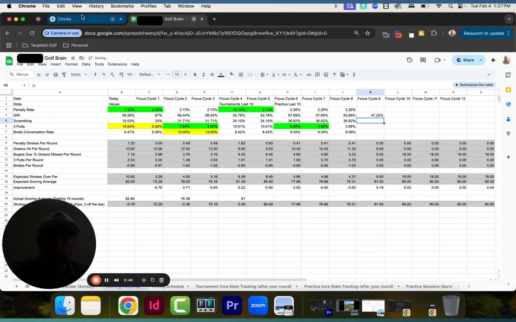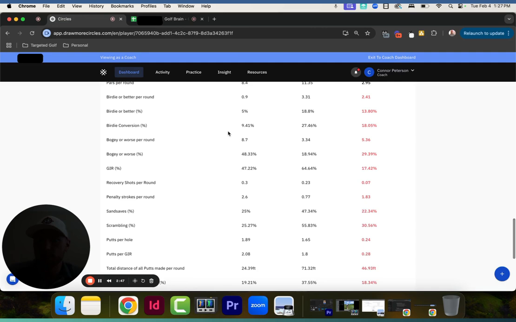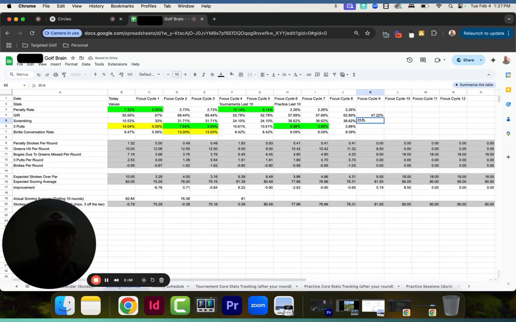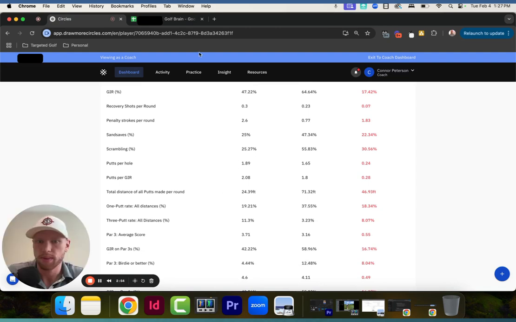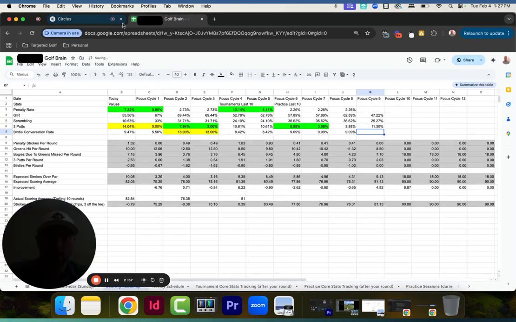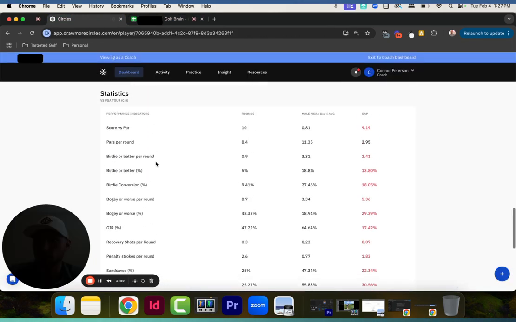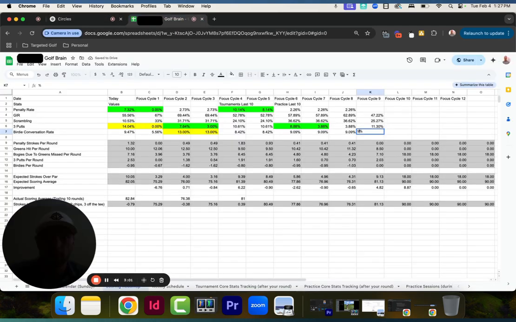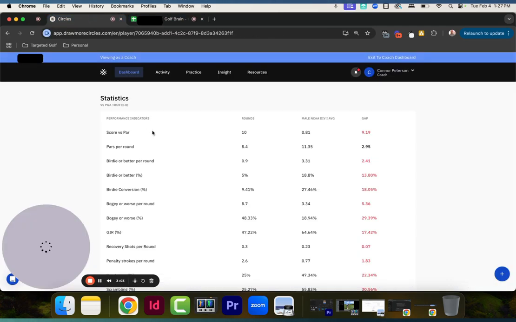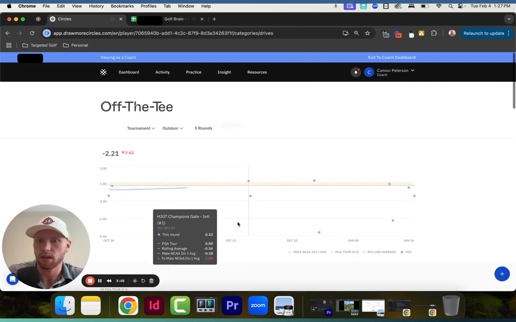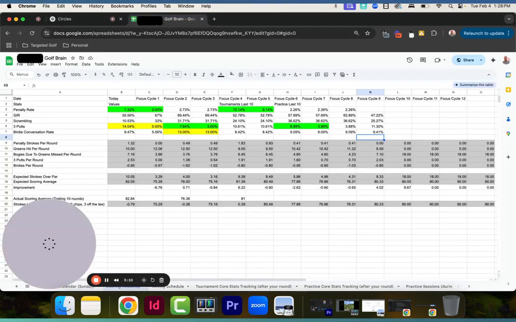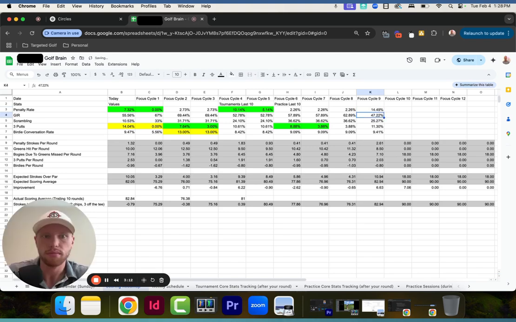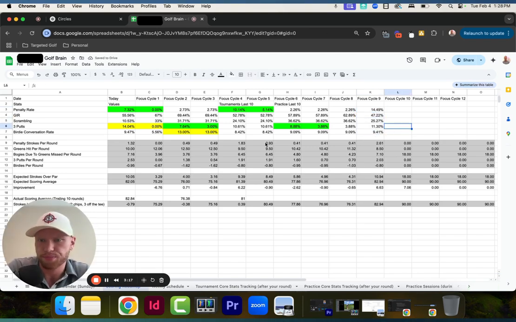47.22 greens in regulation. I've got scrambling at 25.27. We've got 3-putts at 11.3. Birdie conversion rate 9.1. And then off the tee, we're at 14.49. All right, cool. So these are the statistics that we're working with here.